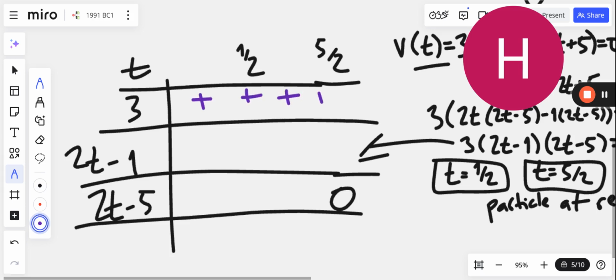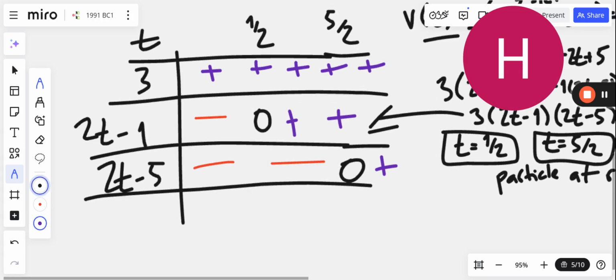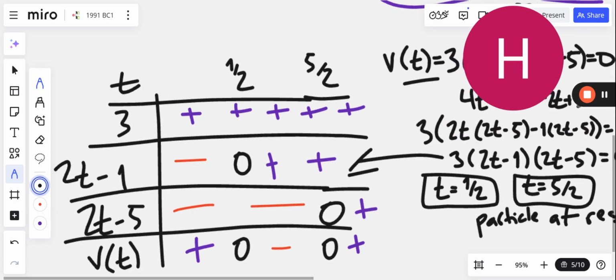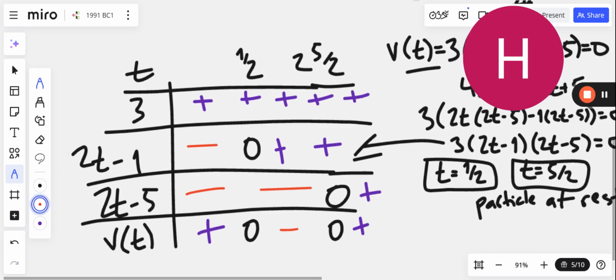3 is always going to be positive, no matter what t is equal to. 2t minus 1 is going to be 0 there, negative beforehand and positive afterwards. Similarly with this factor, and the velocity is the product, which means that we're going to have positive, then a negative, then a positive.